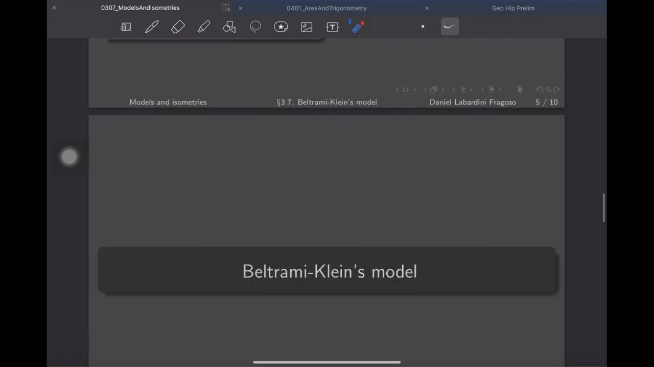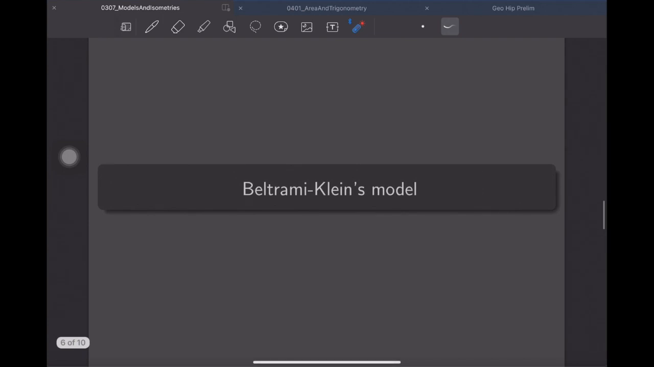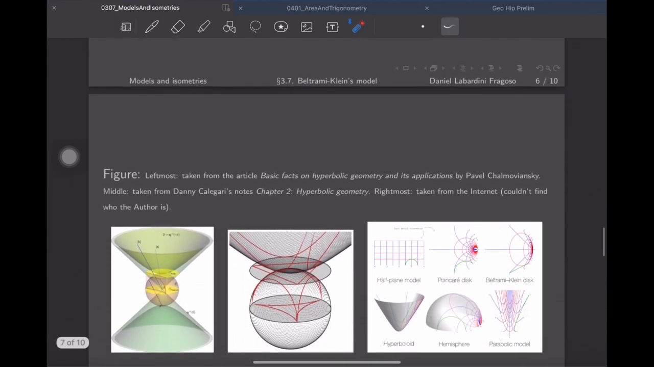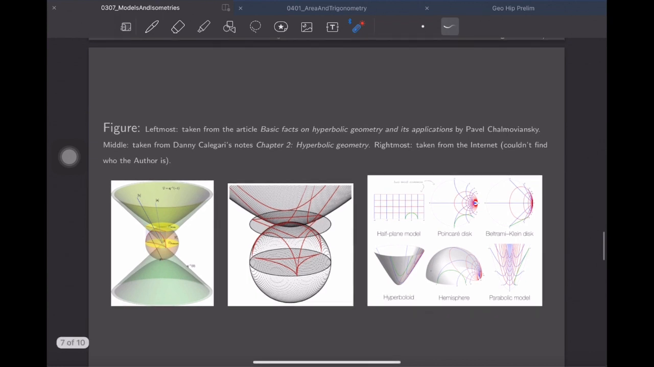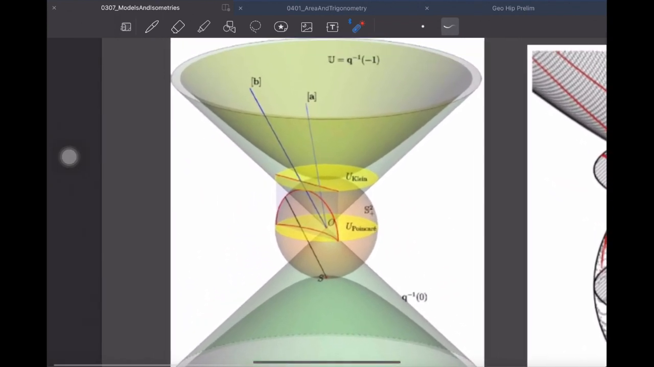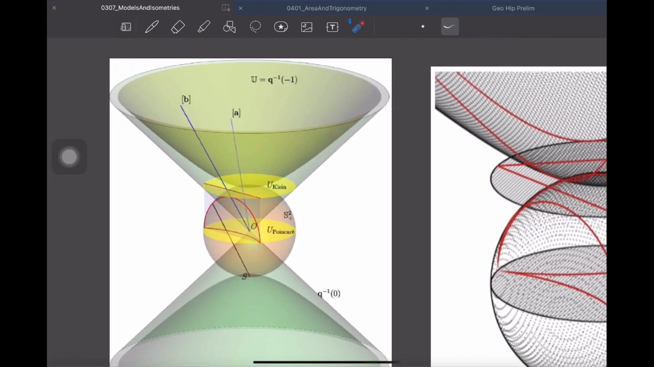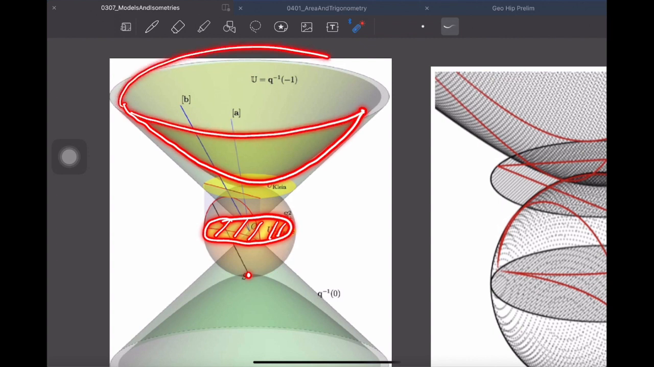Okay, now the Beltrami-Klein model. It's a fourth model of the hyperbolic plane that I have actually already mentioned. Here in this picture, as you may remember, from the South Pole I can stereographically project from the Poincaré disk to the hyperboloid. Right, okay, so I can do that.